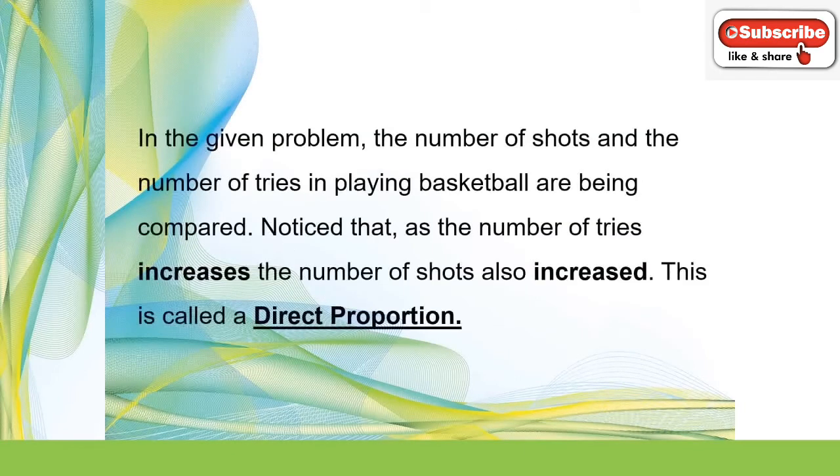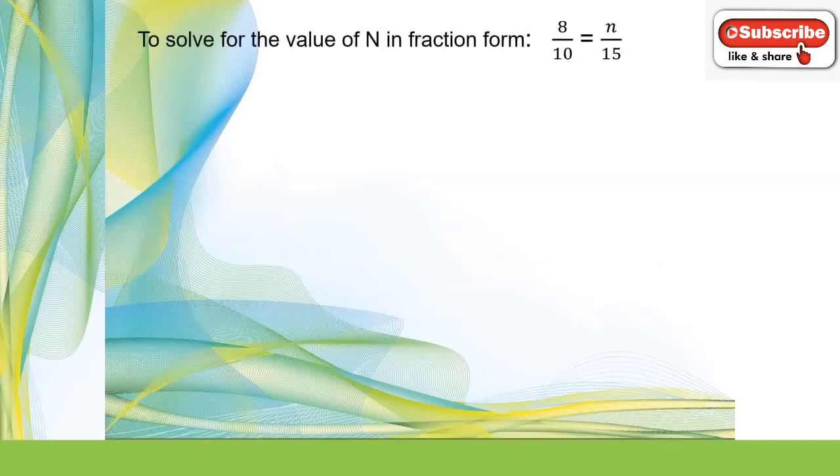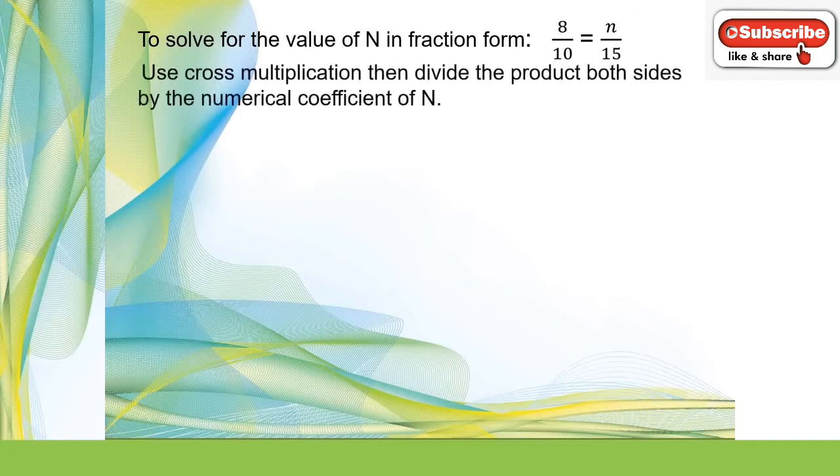In the given problem, the number of shots and the number of tries in playing basketball are being compared. Notice that as the number of tries increases, the number of shots also increases. This is called a direct proportion. To solve for the value of n in fraction form, 8 over 10 equals n over 15. Use cross multiplication, then divide both sides by the numerical coefficient of n.